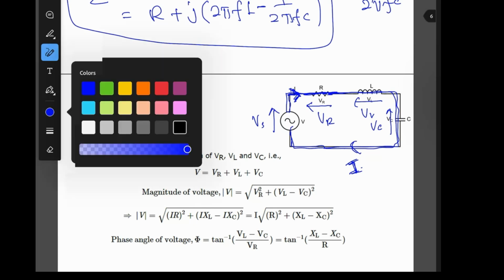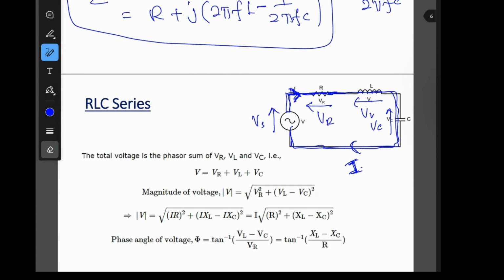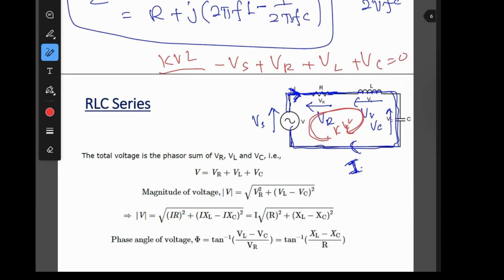Okay, KVL in this loop. We have minus VS plus VR plus VL plus VC equal to 0. Then we can rearrange it. We get VS equal to VR plus VL plus VC. Voltage source is equal to voltage drop at resistor plus voltage drop at inductor plus voltage drop at capacitor.